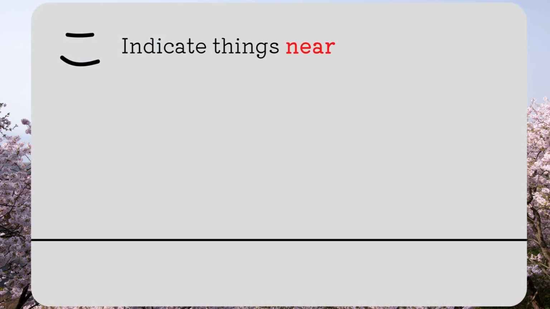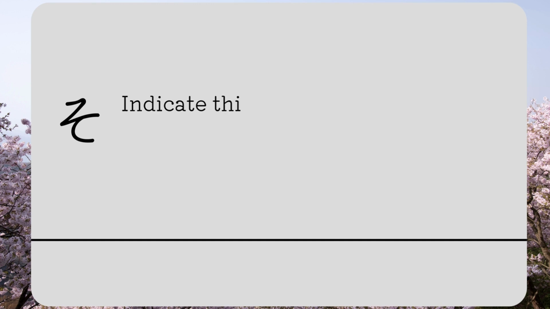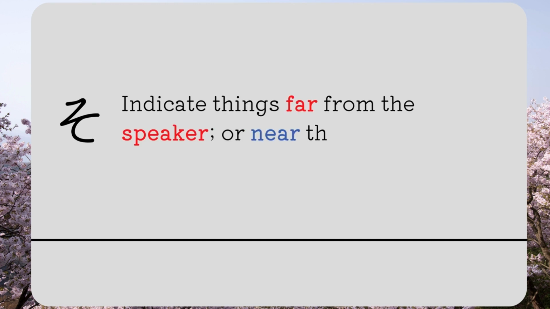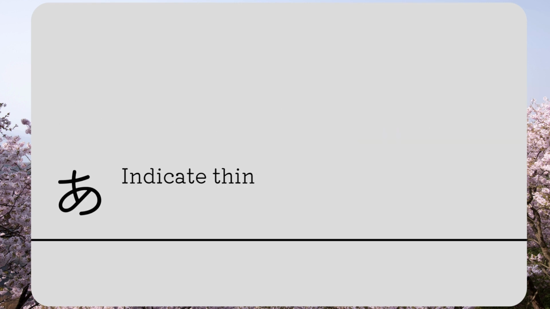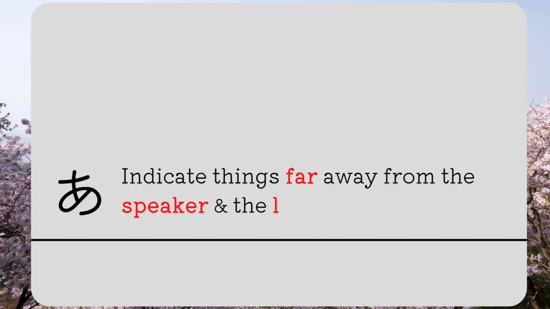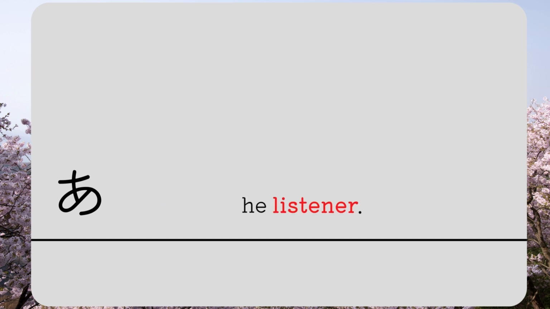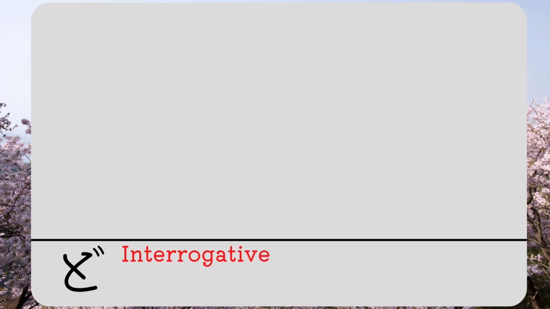First, the ko is used to indicate things that are near the speaker. So is used to indicate things far away from the speaker or near the listener. A is used to indicate things far away from the speaker and the listener. Do is used in the interrogative word to ask which or where.